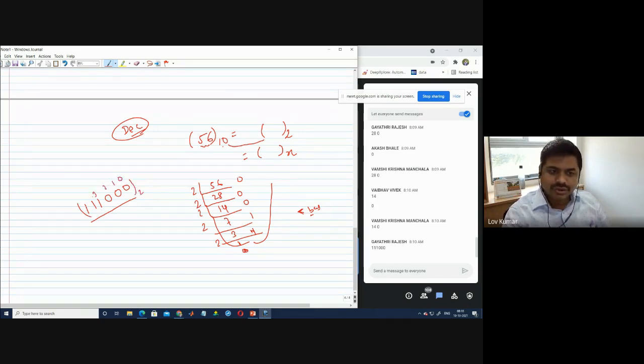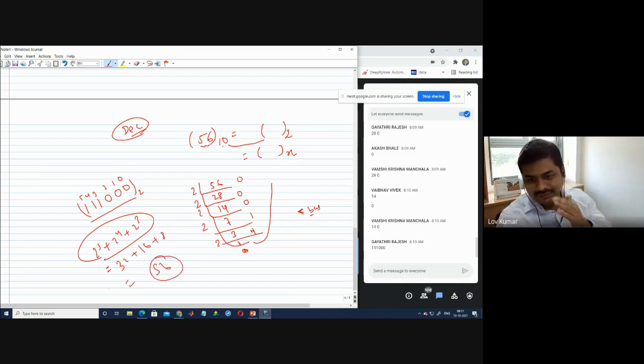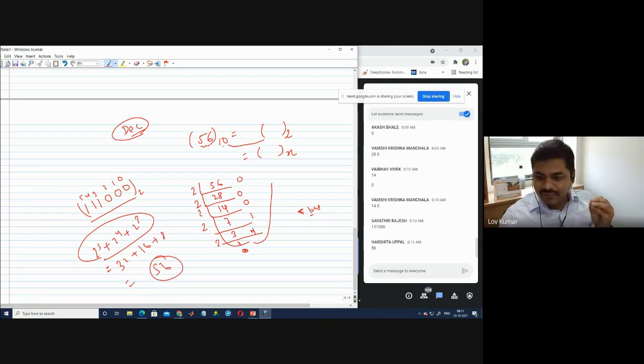The positions are 0 1 2 3 4 5. How to check? 2 to the power 5 plus 2 to the power 4 plus 2 to the power 3. Can you tell me what value we will get? 2 to the power 5 is 32, plus 16, plus 8. What is the value we will get? 56. Okay. Now I am going to explain the procedure again.